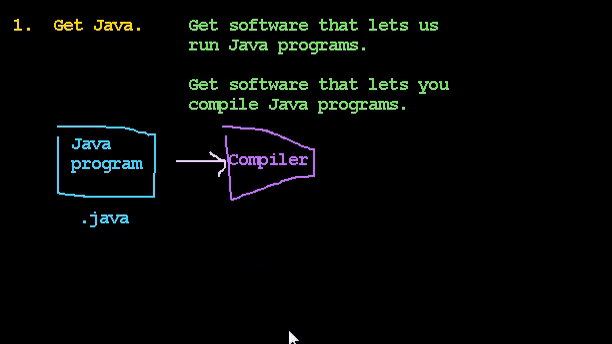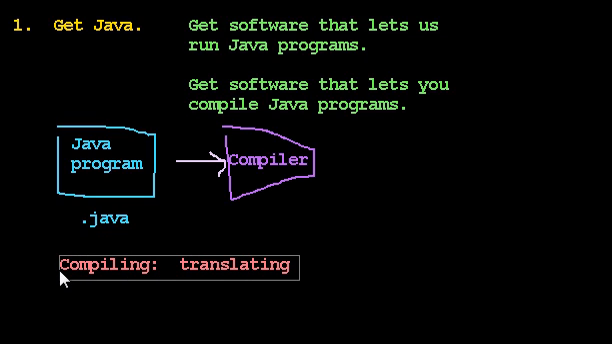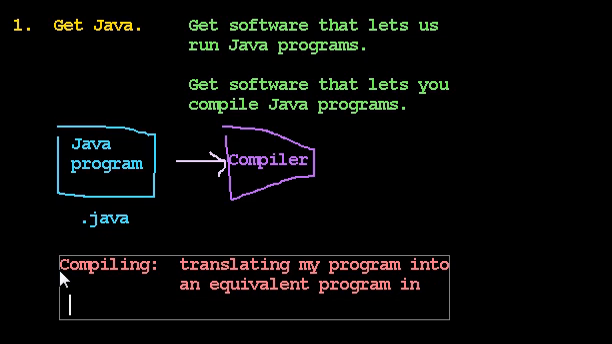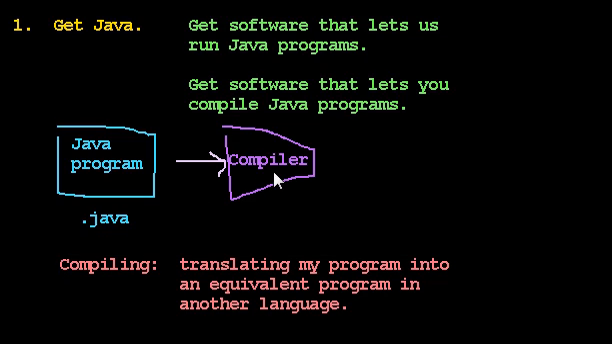What is compiling? Compiling means, in fact, maybe this is worth writing down. Compiling means translating my program into an equivalent program in another language. In the case of Java, I'm translating my .java program into a program in a language called bytecode, Java bytecode. So let's see that.